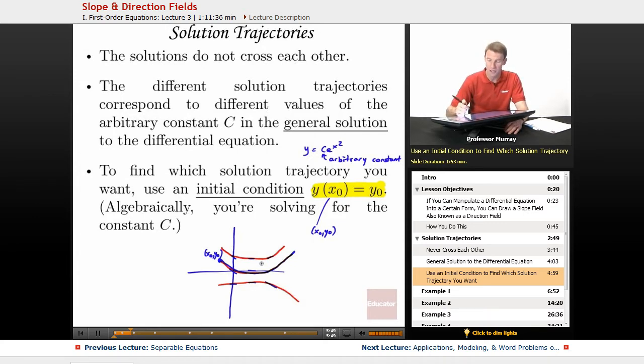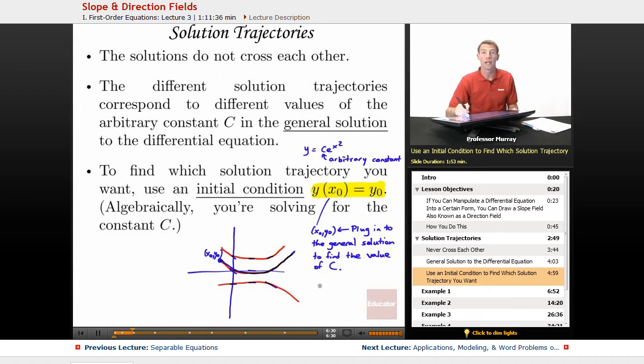Algebraically, we've already seen this process where we get a general solution to a differential equation. It has an arbitrary constant in it, and then what we do is we take this point and we plug in to the general solution. So you plug in x equals x naught, y equals y naught into the general solution to find the value of c. So that's how the initial condition can be useful algebraically, is you plug it into the general solution and solve for the value of the arbitrary constant c.